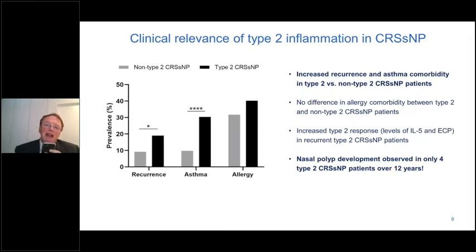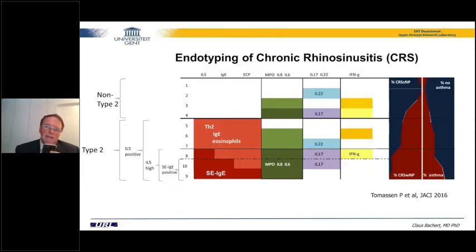What is the clinical relevance of type 2 inflammation if it's not a difference in symptoms? Well, very much as we saw in nasal polyposis, we do see more recurrence over a period of 8 years in those patients with type 2. We do see more asthma comorbidity, although there was no significant difference in allergies. In other words, if not in the symptoms, certainly in comorbidity, certainly in the perspective of the disease, type 2 versus non-type 2 also is relevant for chronic rhinosinusitis without nasal polyposis.